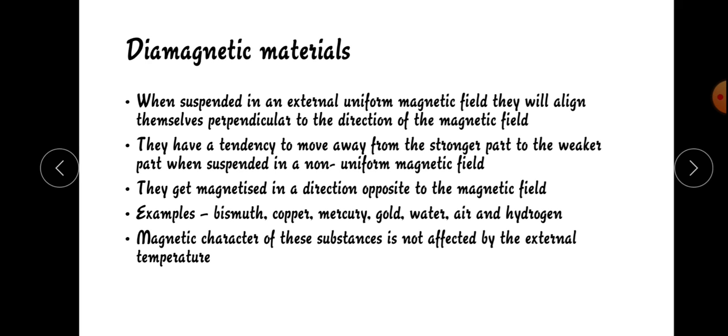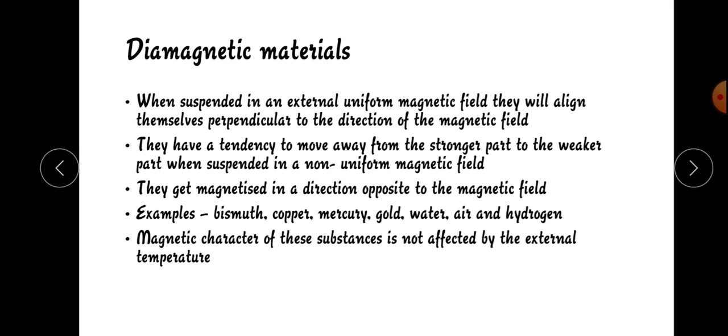First, let's see about diamagnetic materials. Diamagnetic materials have the following characteristics. When suspended in an external uniform magnetic field, they will align themselves perpendicular to the direction of the magnetic field.